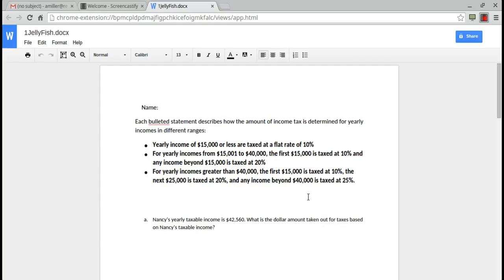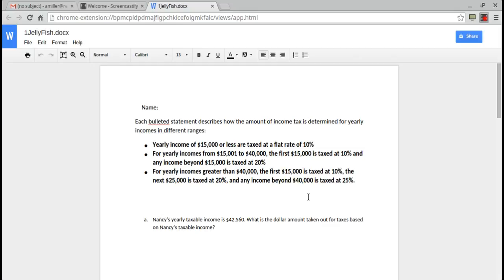Hi, seventh graders. So what we're doing today is a little bit of review with markups and markdowns, but it's a different kind of question. It's one that you'll see on your benchmark. It's quite challenging though, so we're going to walk through this first part together, and then you have a chance to try it on your own on the other side.